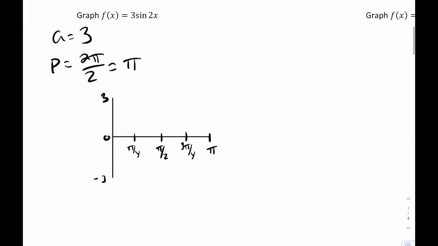And now we're going to graph. So sine starts in the middle. So set your point in the middle right there. Notice how it's positive 3. So it's going to start by going up. And now just follow the pattern.